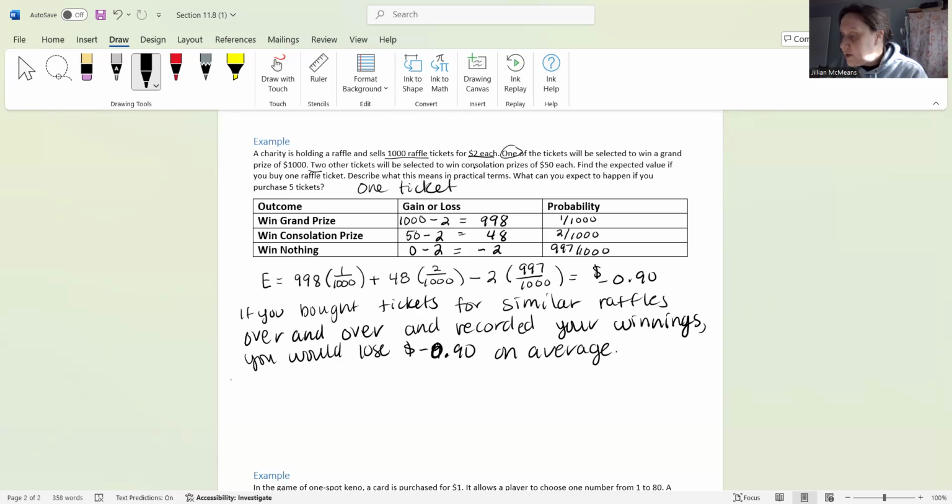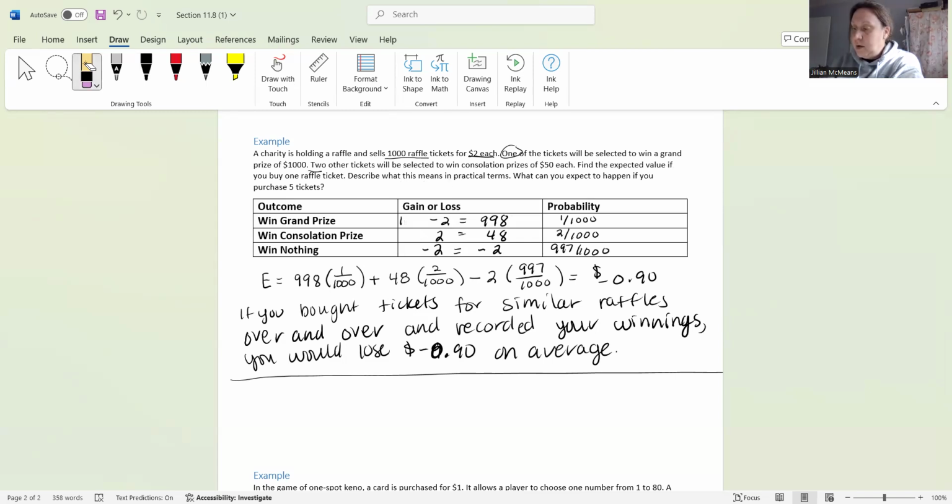Now, just to flip things around, the question then says, what would we expect if we bought one raffle ticket? So if we were to purchase one raffle ticket, we could expect to lose 90 cents every time we played. Okay. Again, that doesn't mean you actually lose 90 cents. It just means on average, you're going to lose 90 cents every time you play. The question then goes on to say, what would happen if you purchased 5 tickets? So let's look to see what happens if we purchase 5 tickets.